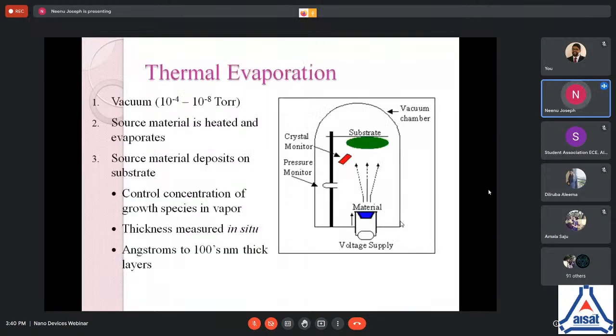First one, thermal evaporation. One or two methods I will explain here. Thermal evaporation, this is the equipment used for thermal evaporation. The process happening in a chamber will be created.